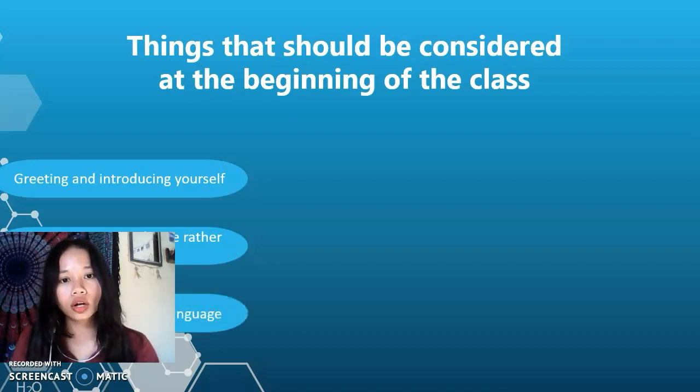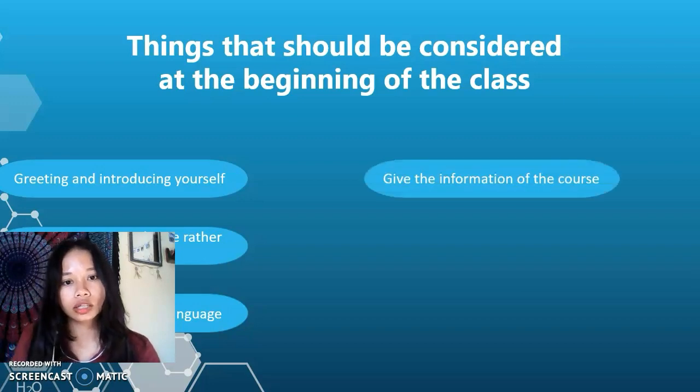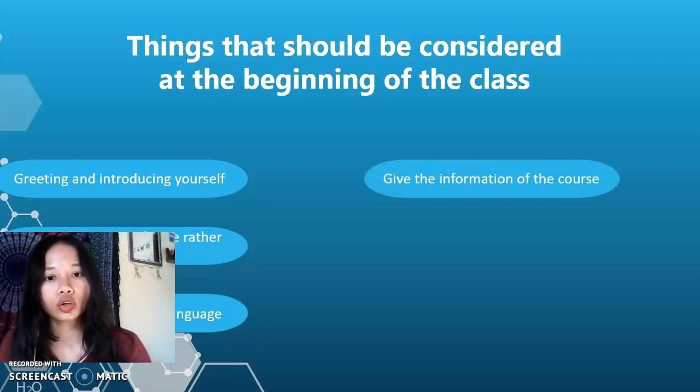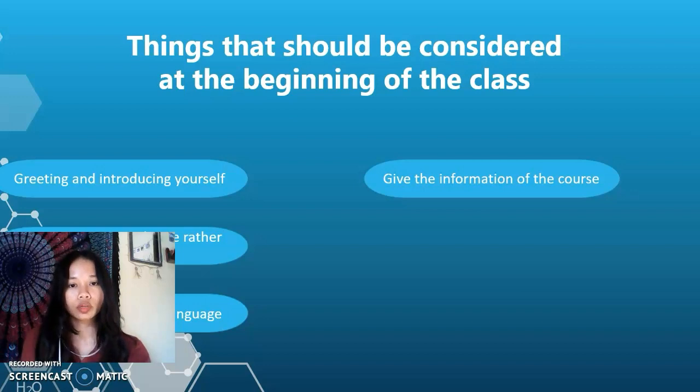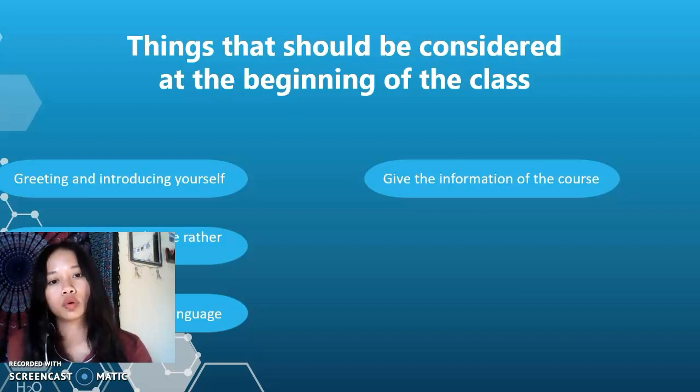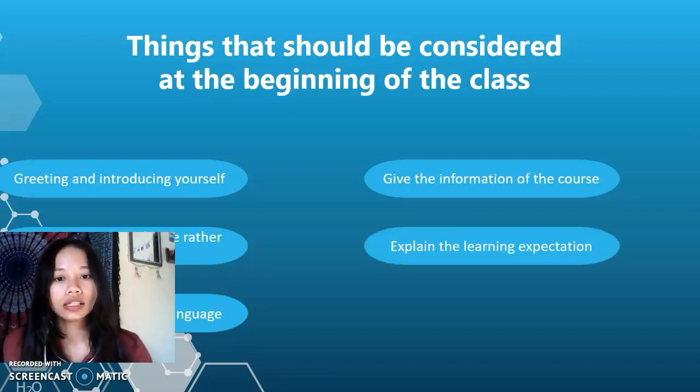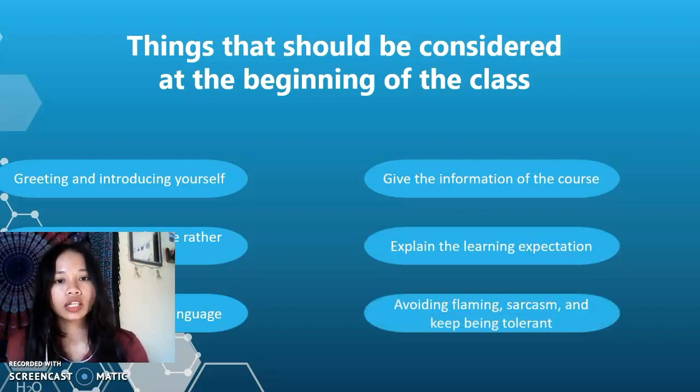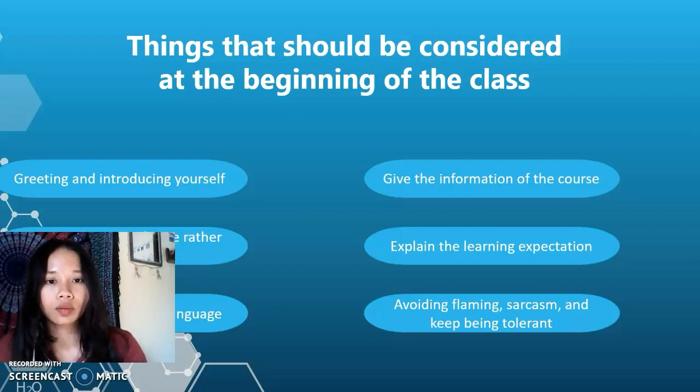Next, using clear and correct language to present the instructions of the learning process. Then the teacher should give information about the course because students need to know what kind of course it is. Next, explain the learning expectation. And the last, a teacher should avoid flaming and sarcasm, and keep being tolerant.